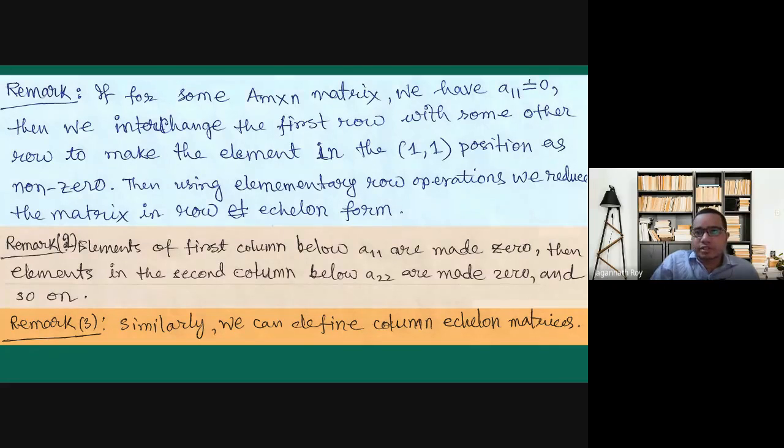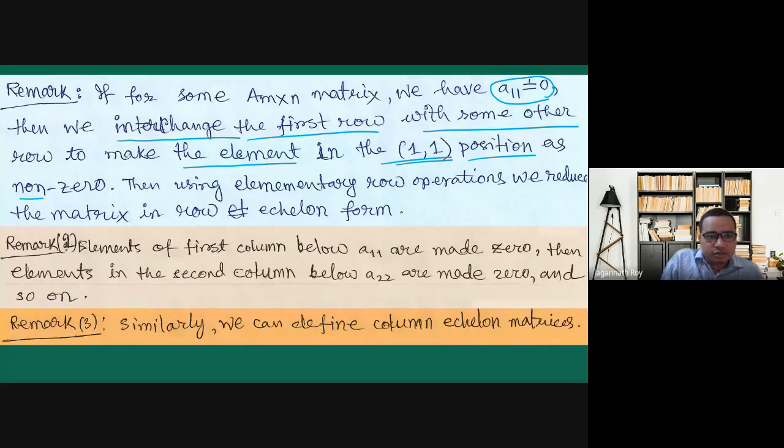Suppose the first row entry, A11, is 0. Then what can we do to find the first leading non-zero entry? We can interchange the first row with some other non-zero row to make the 1 1 position non-zero. Then using elementary row operations, we reduce the matrix to its row echelon form.